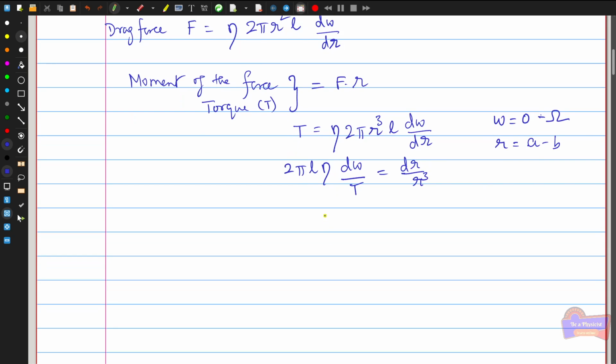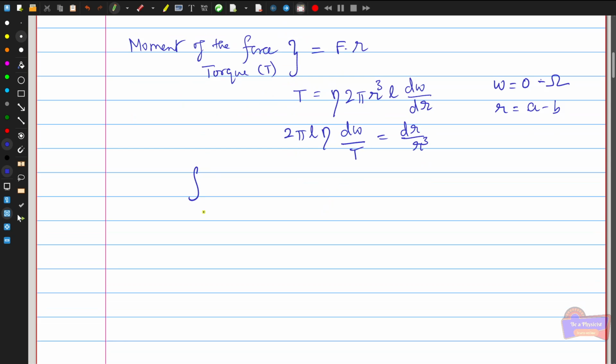So I can write this equation as the integration from 0 to Omega of 2 pi L eta d omega divided by T, equal to the integration from A to B of dr divided by r cubed.